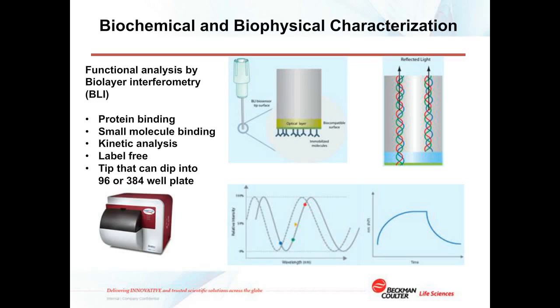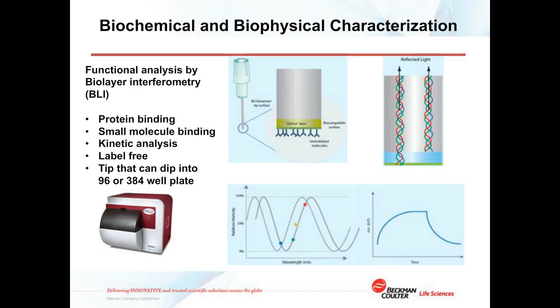So another flavor of this interaction analysis is biolayer interferometry. With this method, the proteins are actually immobilized on the surface of a tip, and an interference pattern along the tip is measured as proteins are binding to the tip. And so this tip is typically dipped into 96 or 384 well plates, and the interference pattern along the tip is then examined.